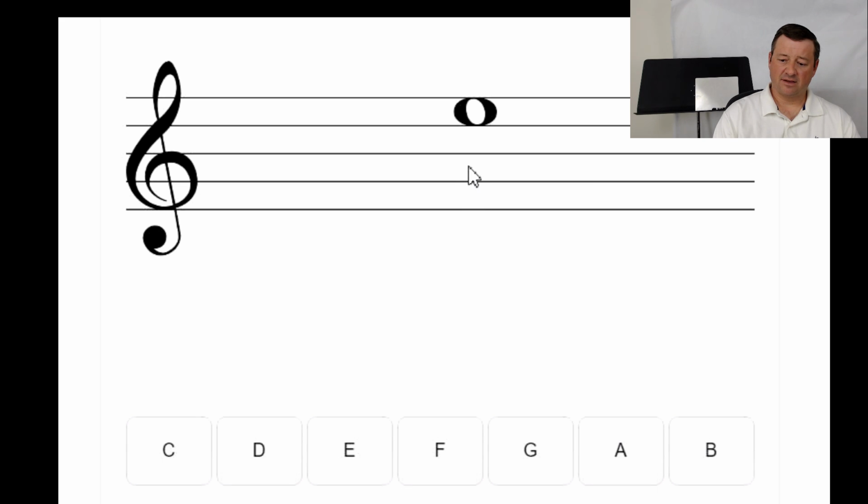Face. That must be E. How about that note? Every good boy does. That must be F. Two more. D. Last one. C.